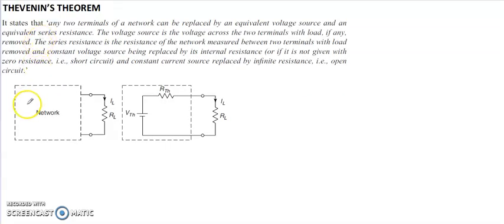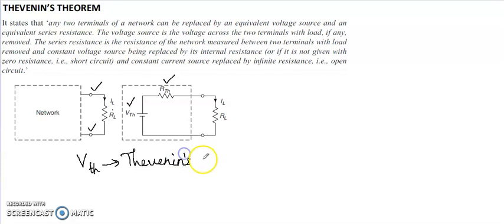Thevenin's theorem states that any two terminals of a network can be replaced by an equivalent voltage source and an equivalent series resistance. These are the two terminals of the network. This is the network and this is the load resistance RL. The two terminals of the network can be replaced by an equivalent voltage source VTH, which is called the Thevenin's voltage, and RTH is the Thevenin's resistance.